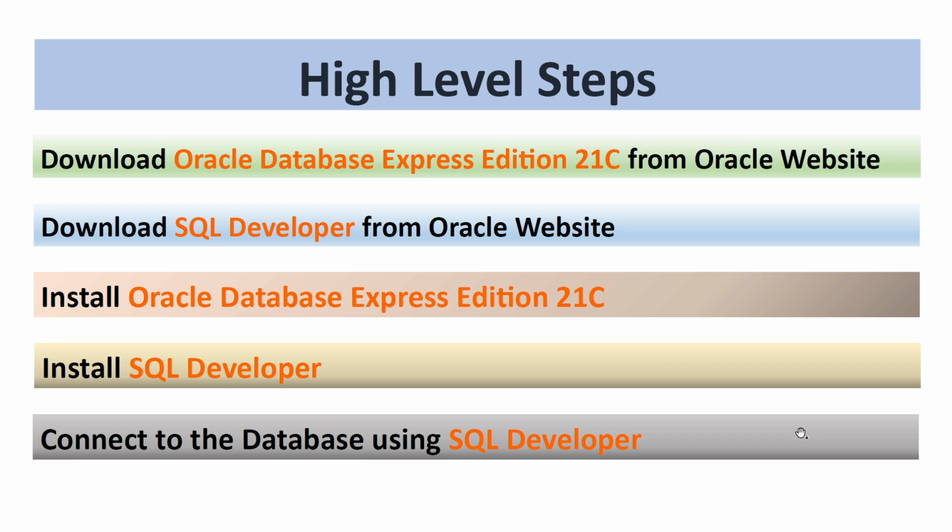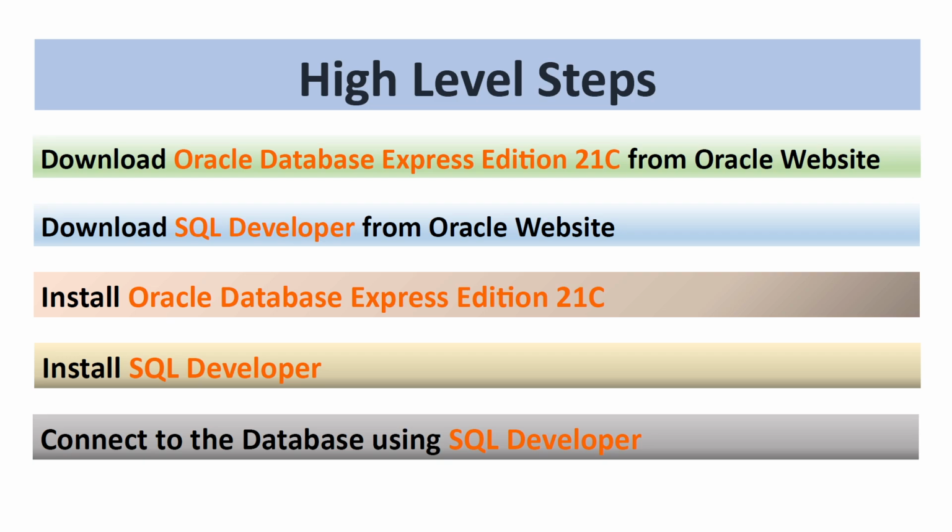Now, the high-level steps are: download Oracle Database Express Edition 21c from the Oracle website, download SQL Developer from the Oracle website, install Oracle Database Express Edition, install SQL Developer, and connect to the database using SQL Developer. So the steps are pretty simple. You have to download two softwares. One is the Database Express Edition, one is the SQL Developer. And then once you have downloaded these two softwares, you have to install them.